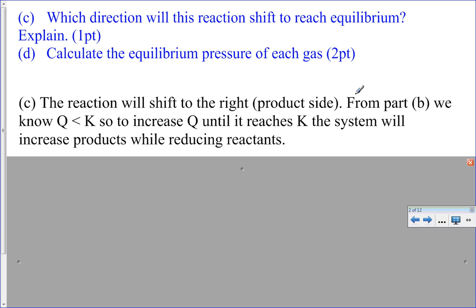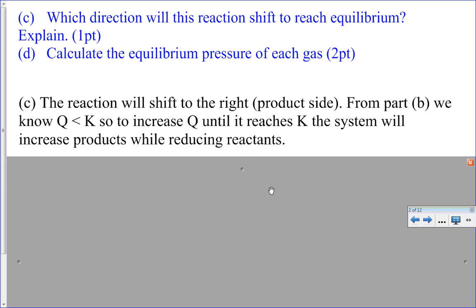But then explain. So from here on, this is my dividing point. This is the first part. Now this is the explain part. This makes sure that the grader can recognize and give you your points. So you can see I mentioned the Q-K relationship. That's important, right? And then I indicate how we have to change the products versus reactants. Makes it totally clear that you understand what is happening here.